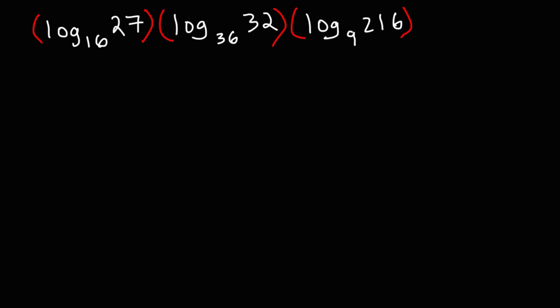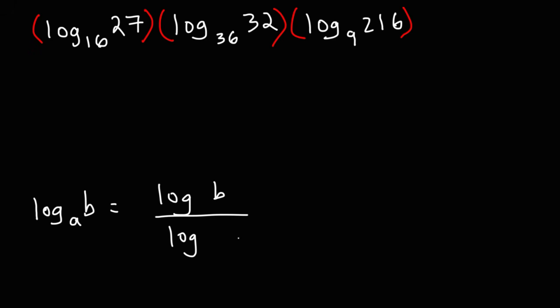Now, we need to talk about some properties of logs. The first one is the change of base formula. Log base a of b is equal to log b divided by log a. The new base will be the same, in this case, c. Now, c could be any number. It could be 5, it could be 10, it could be 20. It doesn't matter what you want to make it.